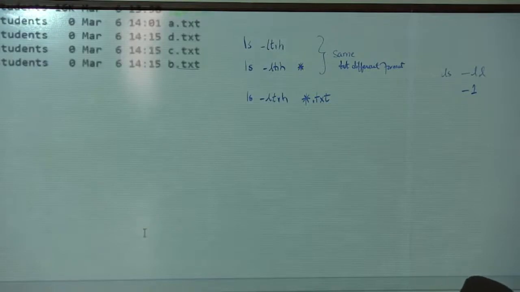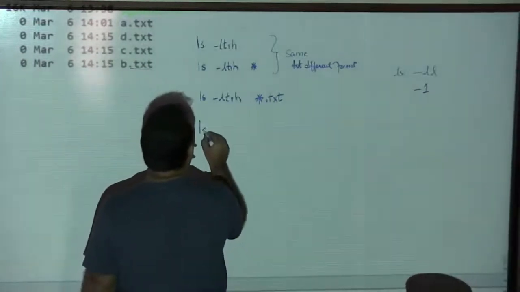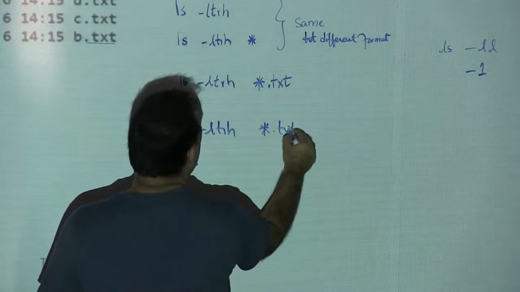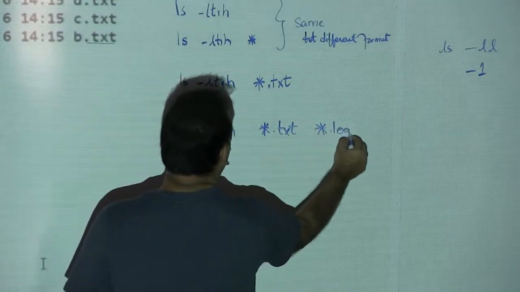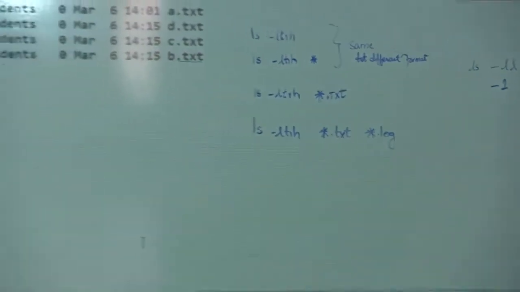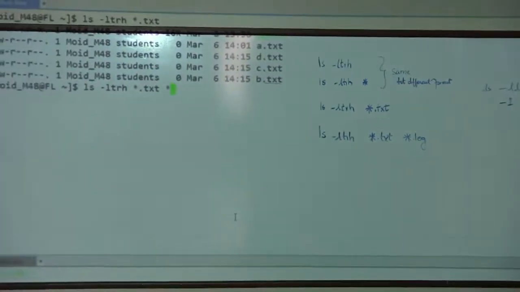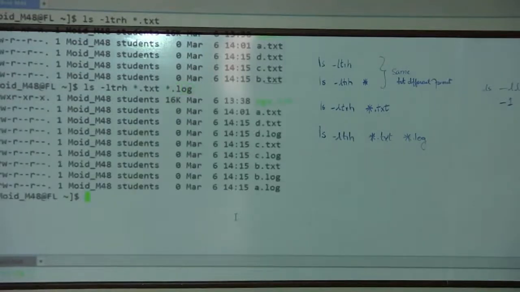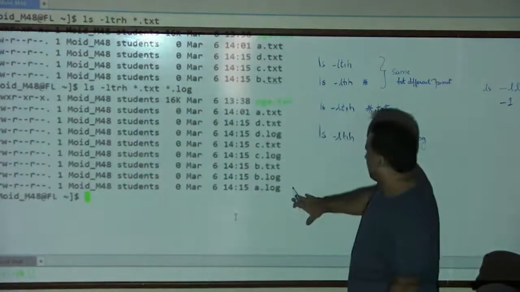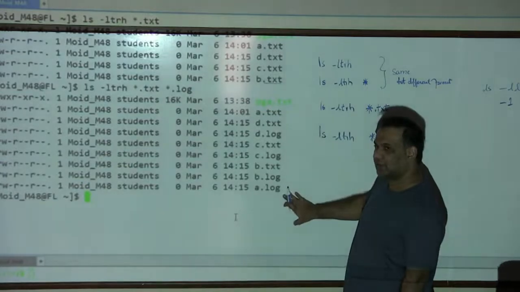If I do that, it is listing me any file that ends with .txt. But this time, what I want is ls -ltrh, show me everything with .txt and with .log. Let's see what happens if I do this. Okay, it is showing me all the files, but there is no formatting in here. It is just showing me whatever it feels like is good.